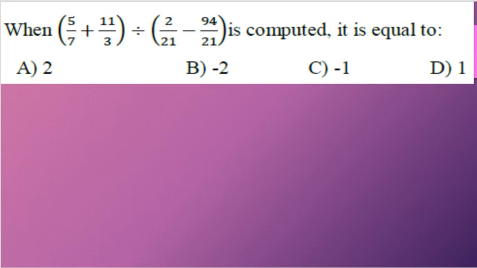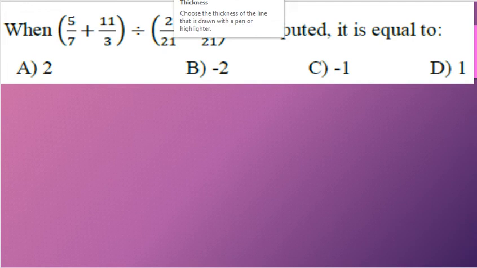Hello there. In this video we'll be solving model examinations from past papers from different schools. The first one says: when 5/7 plus 11/3 is divided by 2/21 minus 94/21. There are two brackets, as you see. The first two fractions will be added in one bracket, and in the second bracket, two fractions will be subtracted.